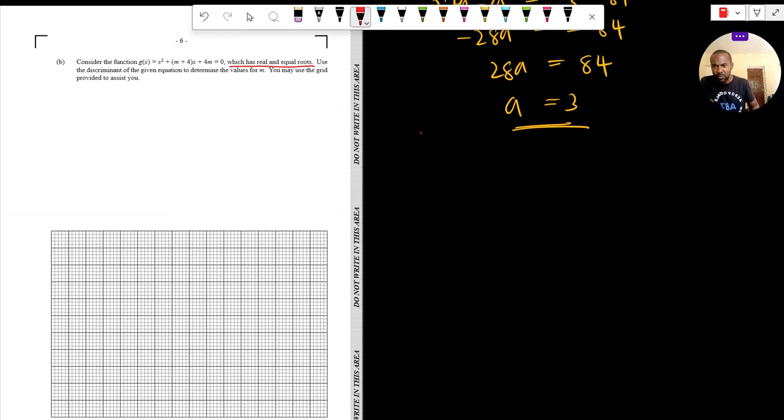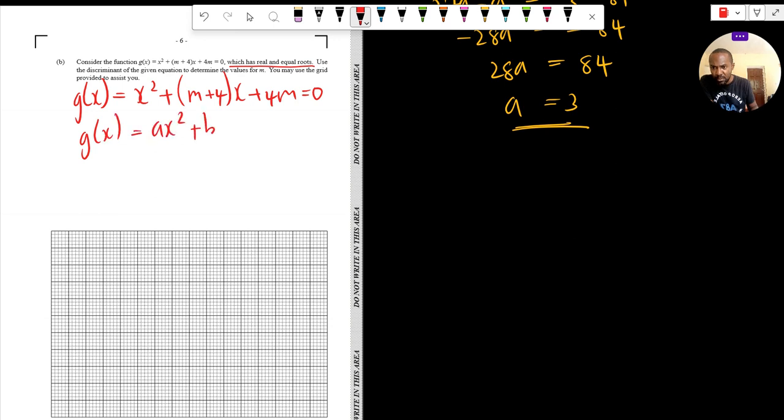So let's write down the quadratic. We have the quadratic g of x equals x squared plus (m plus 4) times x plus 4m equals 0. Now, of course, we should be able to recognize that this is a quadratic equation. And so we can write g of x is equal to ax squared plus bx plus c, and let's say that is equal to 0.